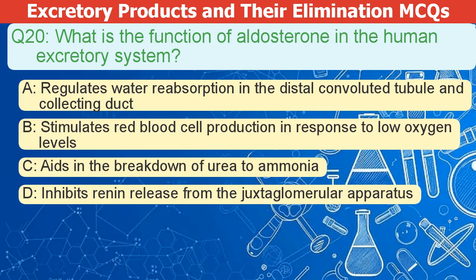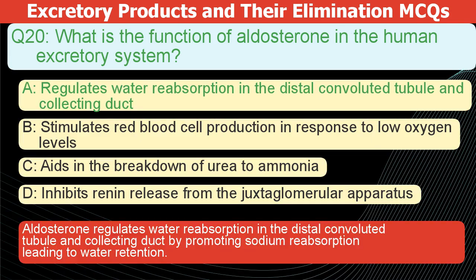What is the function of aldosterone in the human excretory system? A. Regulates water reabsorption in the distal convoluted tubule and collecting duct. B. Stimulates red blood cell production in response to low oxygen levels. C. Aids in the breakdown of urea to ammonia. D. Inhibits renin release from the juxtaglomerular apparatus. The correct answer is A. Aldosterone regulates water reabsorption in the distal convoluted tubule and collecting duct by promoting sodium reabsorption, leading to water retention.